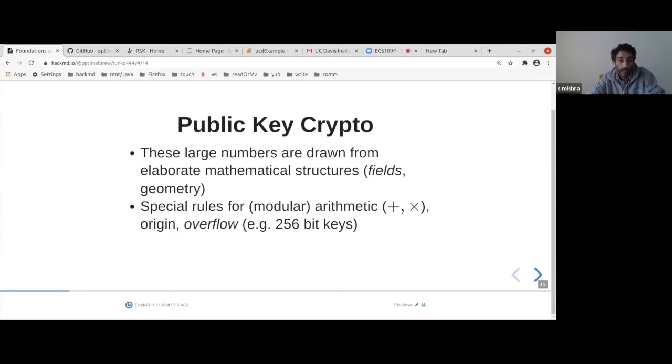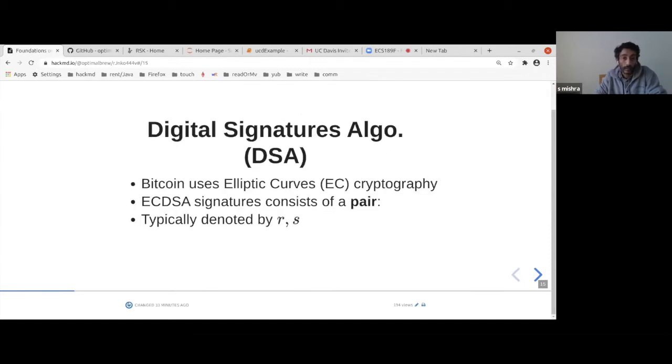Lots of different mathematical structures are used in cryptography, which I'm really not well versed or an expert to talk about. But what I do know is there are special rules for arithmetic. So adding keys, subtracting keys, multiplying keys. What do you do when you add two keys and the resulting key is more than 256-bit? You need to have rules for overflow, how to handle those. Those are special rules for the mathematics for managing keys that we won't get into.